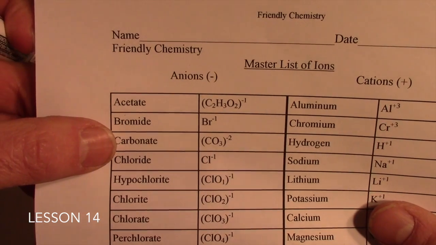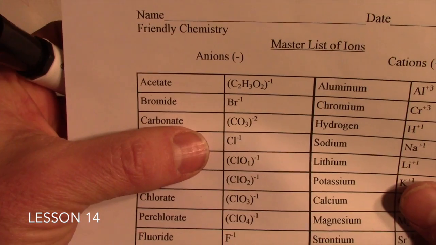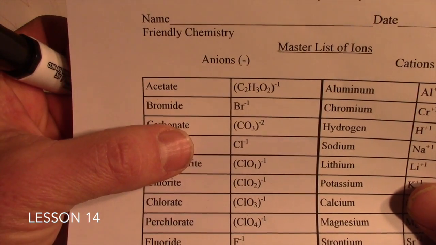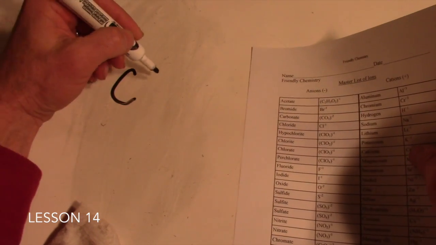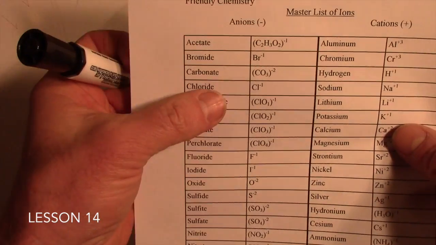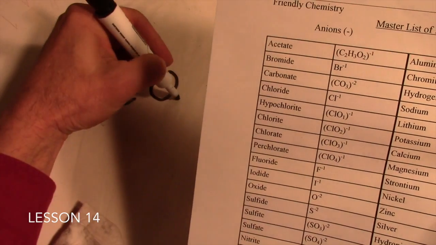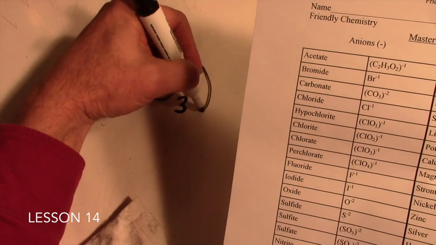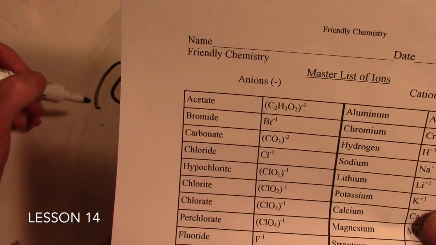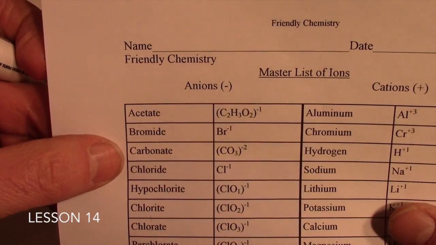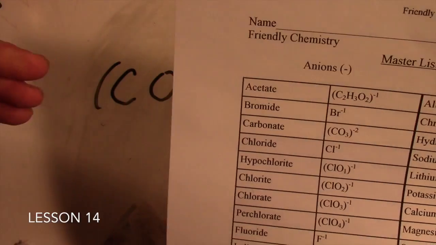Next, carbonate. Notice that the ending of its name is ate, carbonate. So we have carbon, and the ate means oxygen. So we're going to have carbon and oxygen. And in this case, it's CO3 -2. Now we don't have a carbonite. Carbonite's not a common ion, so we're just going to work with carbonate in this situation.